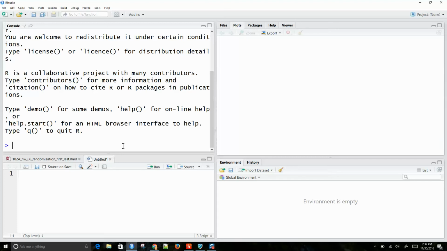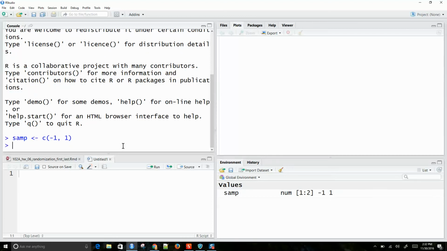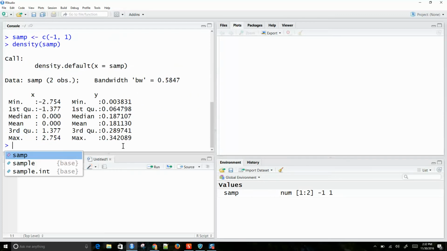Okay, so we'll just start off with the most simple sample. We just have 2 points in our sample, -1 and 1. All right, and so you can do density of the sample, and what it spits out is this thing. It's saying you got 2 observations, and it's going to give you kind of this bandwidth. Now, this might be helpful, but the plot is really what we're after, okay?